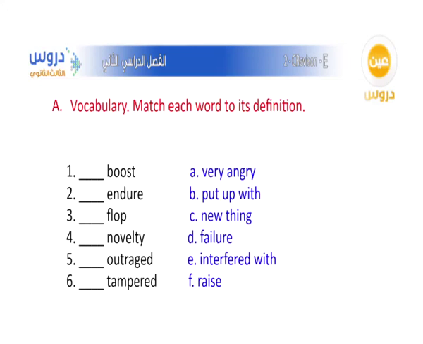For example, the new phone that they're making is a flop. That means it's not good. It's failure. 4. Novelty. Novelty is C, new thing. 5. Outraged. When someone is outraged, he is acting out of his mind. He cannot control himself because he's very angry.